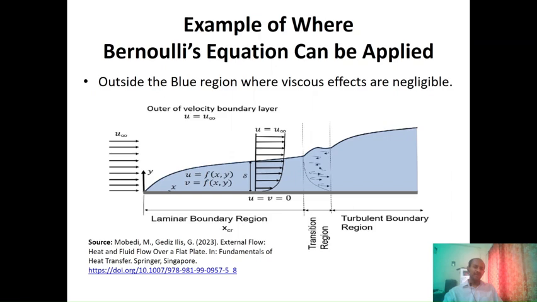Now, we'll see an example of where Bernoulli's equation can be applied in practical life. The figure shows a flow over a flat plate. The blue region is dominated by viscous effect due to its proximity to the wall. So Bernoulli's equation cannot be applied on the blue region. It can only be applied on the white region.